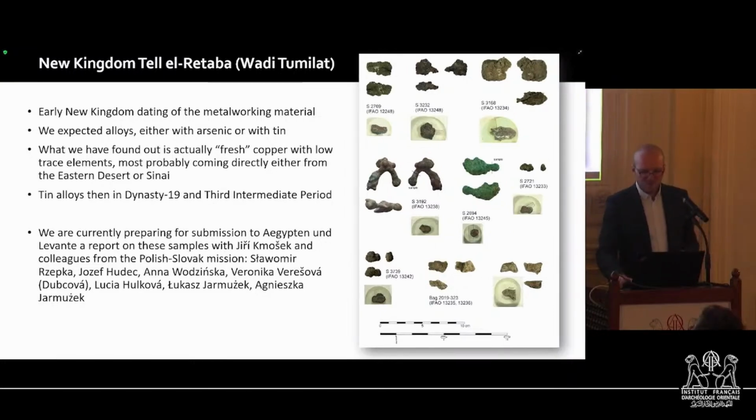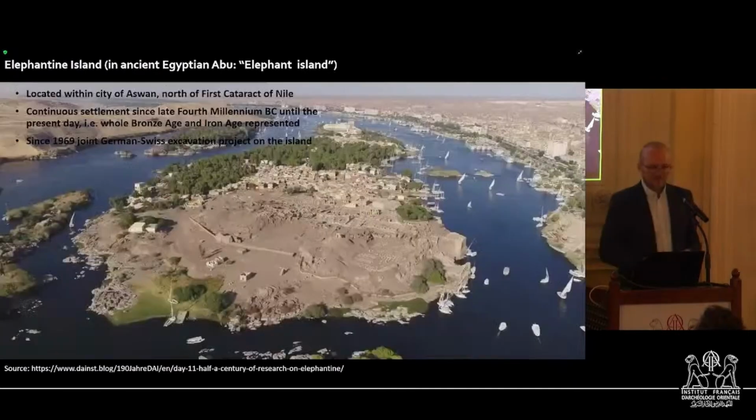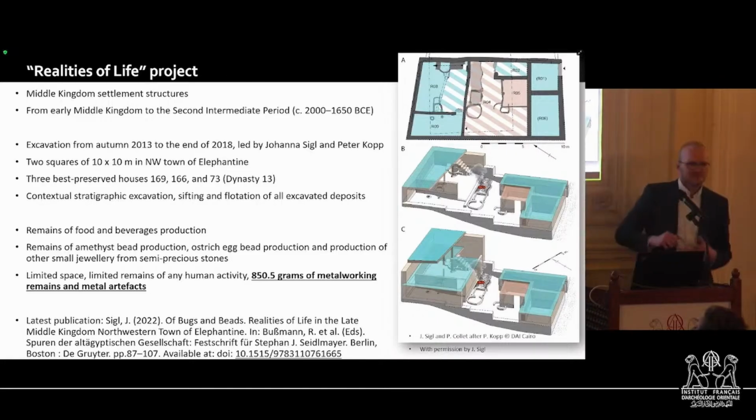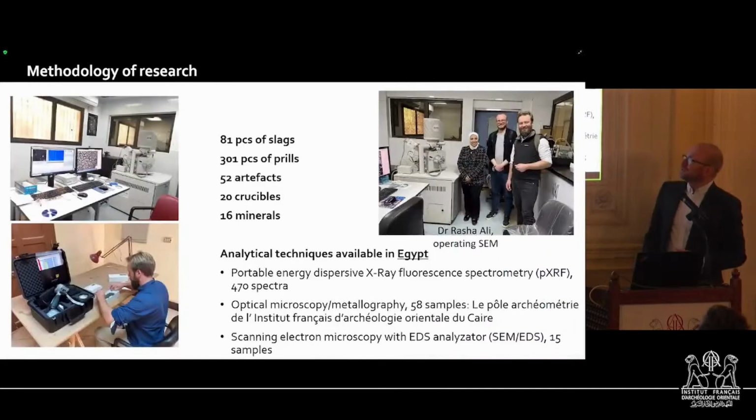From el-Retaba, we will now move to the island of Elephantine, which I don't have to introduce to you in any way. And we were studying the material from Johanna Sigl's Realities of Life project. You know all of these things, and at the conference that was organized by Fatma Keshk, we have seen several papers about this material. What is important, from these two small archaeological squares, we were dealing with metalworking material whose complete weight was 850 grams. That was all. It basically can fit in two hands. So we studied it. There were about 80 pieces of slag, about 300 pieces of prills, some artifacts and artifact fragments, some fragments of crucibles, and about 16 minerals.